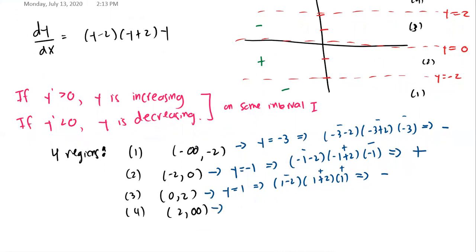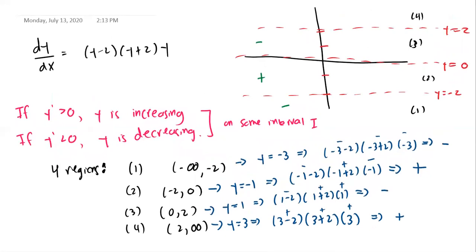Okay, so a value in the interval 2 to infinity, let's just choose y equals 3. Plug it in, so 3 minus 2 times 3 plus 2 times 3. And again, all that matters is the sign. 3 minus 2 is positive, 3 plus 2 is positive, 3 is positive, positive times positive times positive is positive. Meaning that the derivative is positive on the y interval 2 to infinity. So let me write that here.